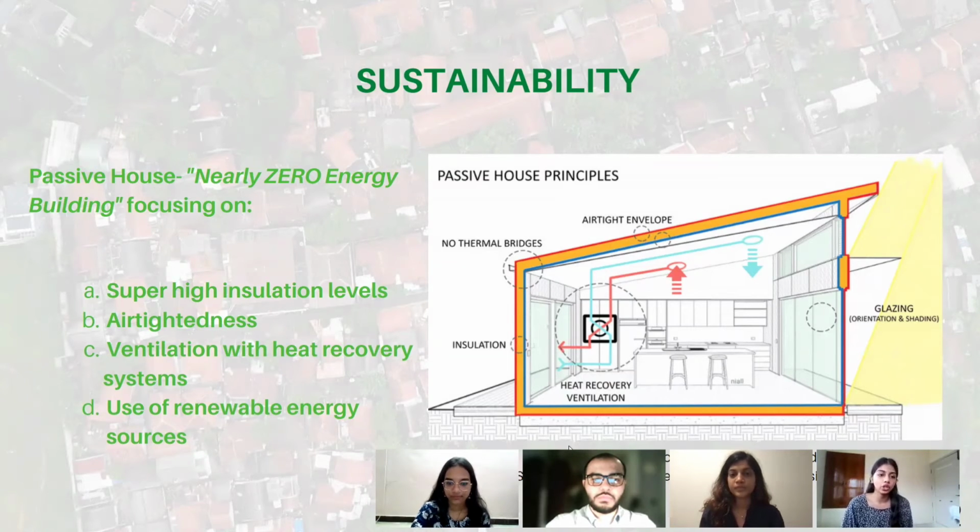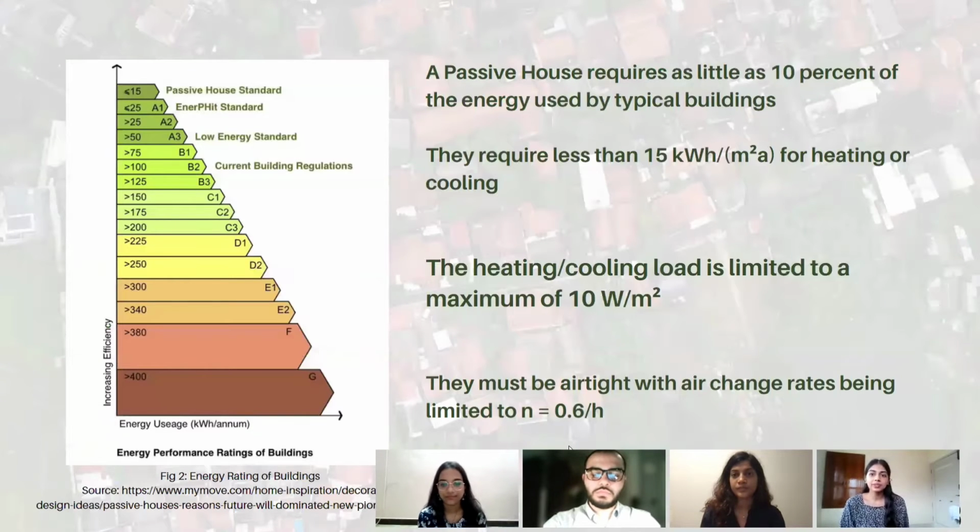This prevents moisture damage to the components of our construction. Another principle is ventilation, a well-maintained ventilation coupled with heat recovery systems, and also the use of renewable energy sources like solar energy to reduce our energy consumption. A passive house requires as little as 10% of the energy used by typical buildings.